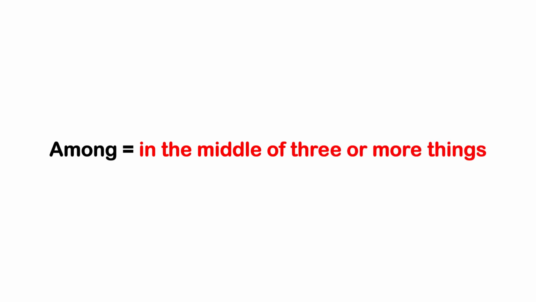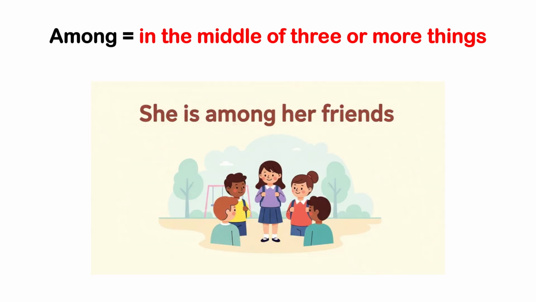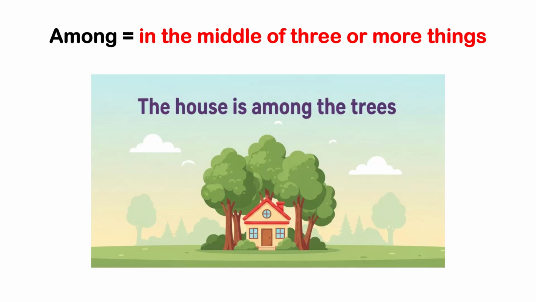Among. We use among when something is in the middle of three or more things. Examples: she is among her friends. The house is among the trees.